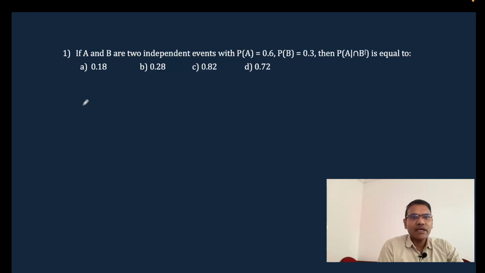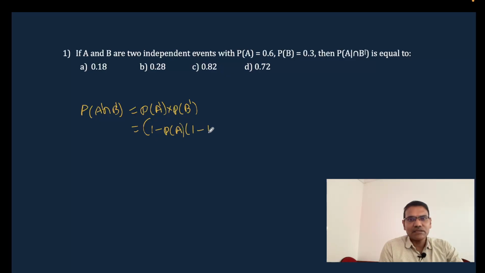Now, if A and B are independent, there is a property: P of A intersection B equals P of A into P of B. This is also possible for P of A dash intersection B dash, which is equal to P of A dash into P of B dash. And one more property, we know that P of A dash equals 1 minus P of A, and similarly 1 minus P of B.